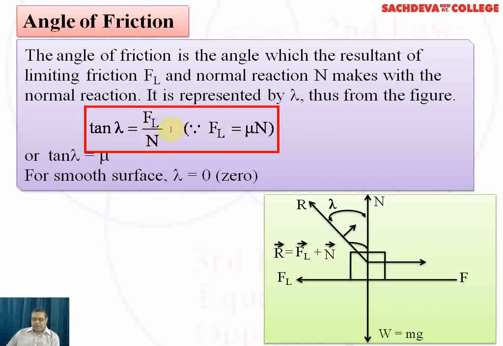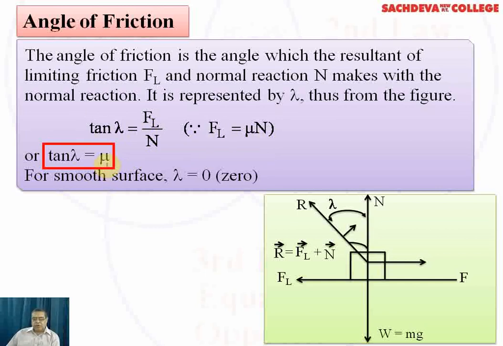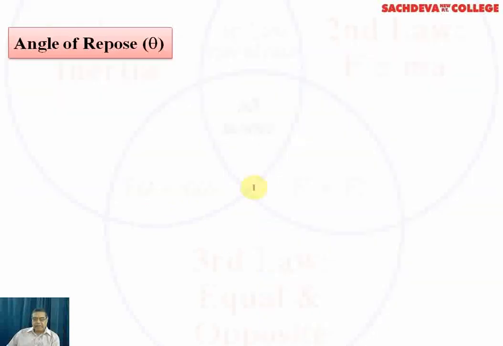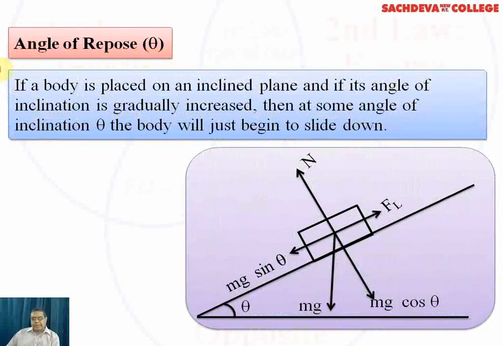That is, perpendicular over base will be tan lambda, because FL is equal to mu N. So we can say tan lambda is equal to mu N over N. N will cancel off, and the tangent of the angle of friction will be equal to mu, where mu is called the coefficient of friction. If the surface is smooth, polished, and friction is very, very less, then for a smooth surface, lambda will be 0.